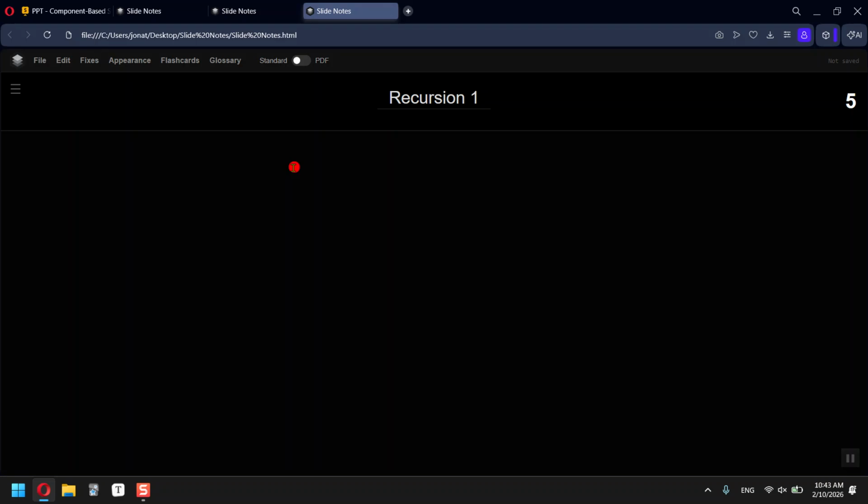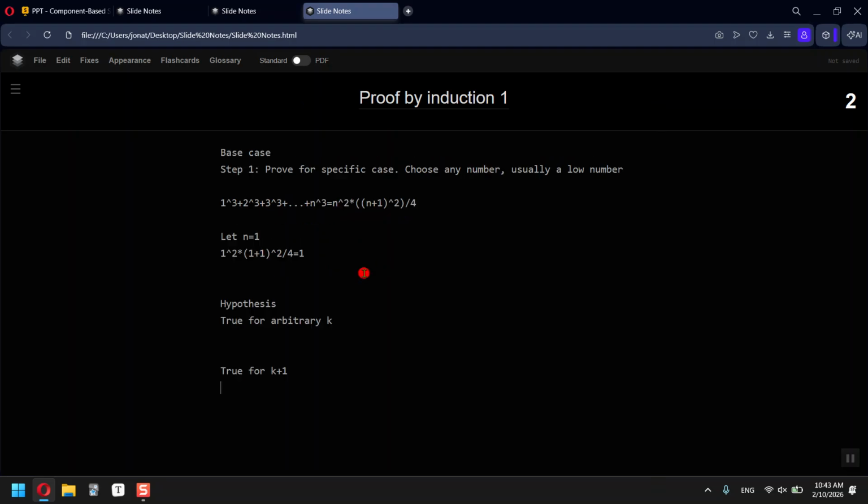That's why you want to do this. So you have a base case, then the next case, right? And then they just prove that. That's the idea behind this.